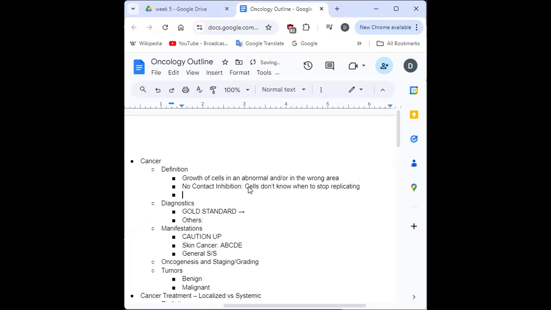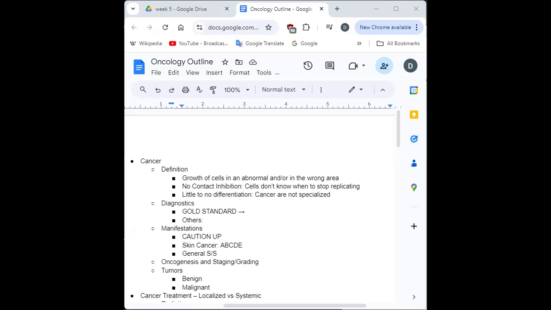Something else I would add in is that there is little to no differentiation, meaning cancer cells are not really specialized. So when you have your cell, and it becomes something like a red blood cell or a lung cell, those cells are differentiated from a general stem cell, for example.